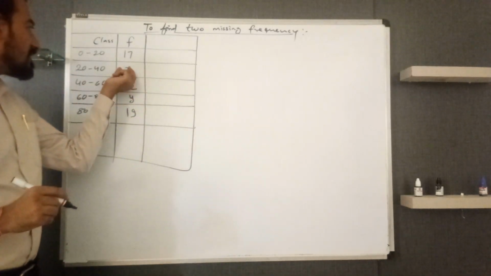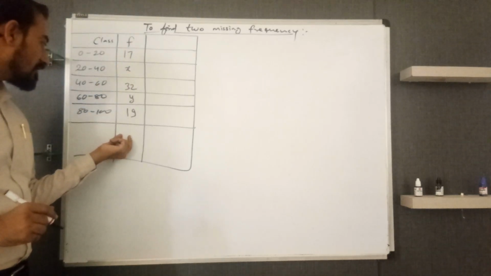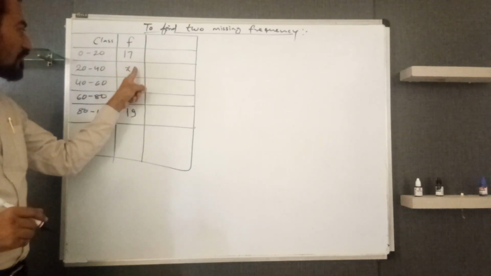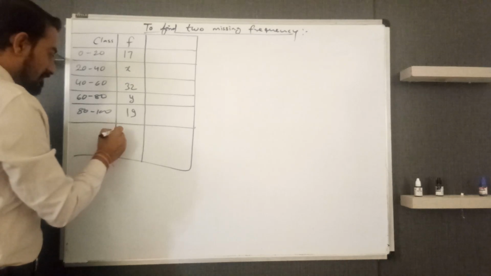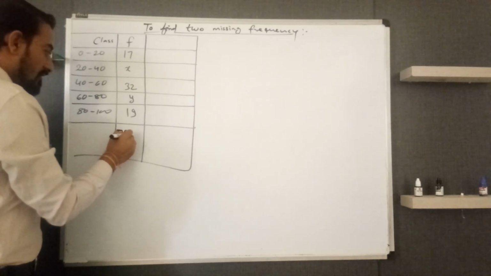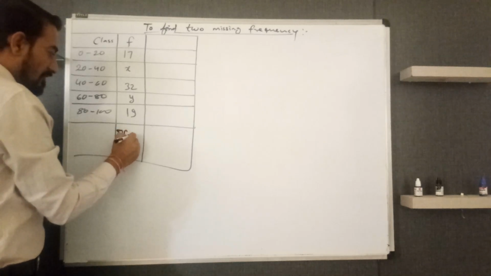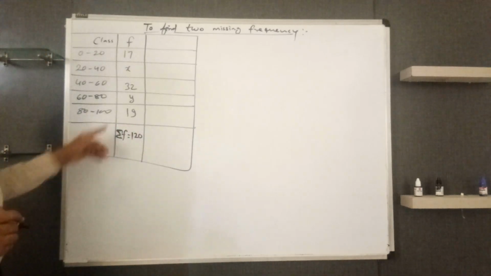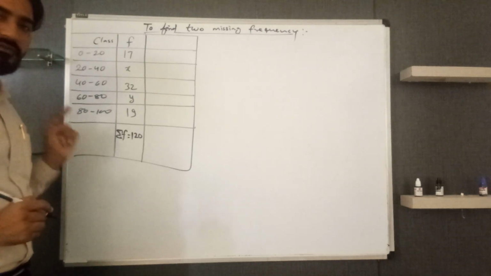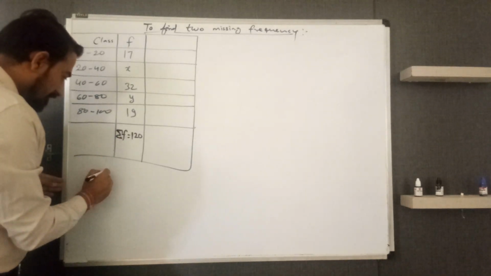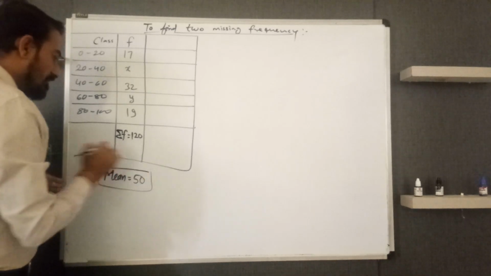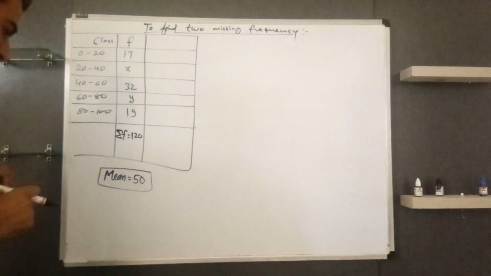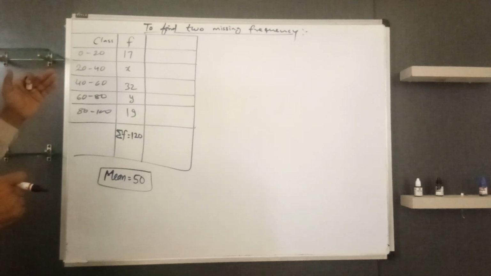See, in case of one missing frequency, you will not have the sigma f. But in case of two missing frequencies, we will have the sigma f. So sigma f we have 120, and mean is given 50. Now next, how will we find these missing frequencies?